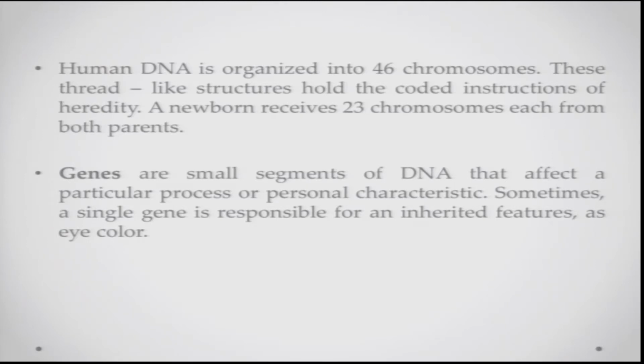Genes are really small segments of DNA that affect a particular process or a personal characteristic. For example, you can talk about the color of the eye, or you can talk about a psychological characteristic for that matter. I could refer to a psychological disorder called schizophrenia. With schizophrenia, the symptoms are largely behavioral, but there are biological underpinnings for that kind of disease. We'll talk about these things in a bit more detail as we move ahead.